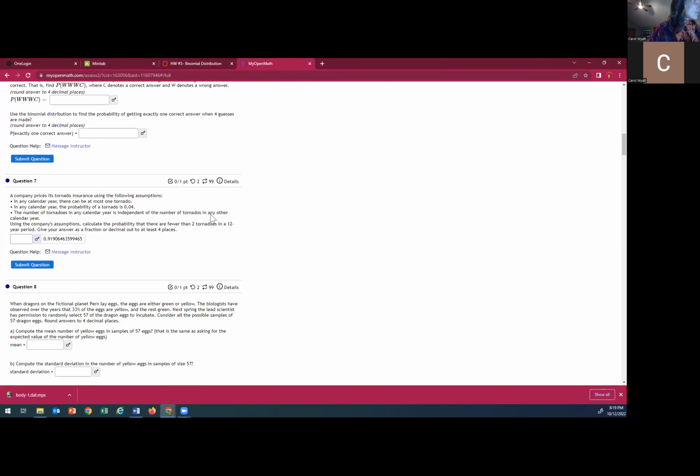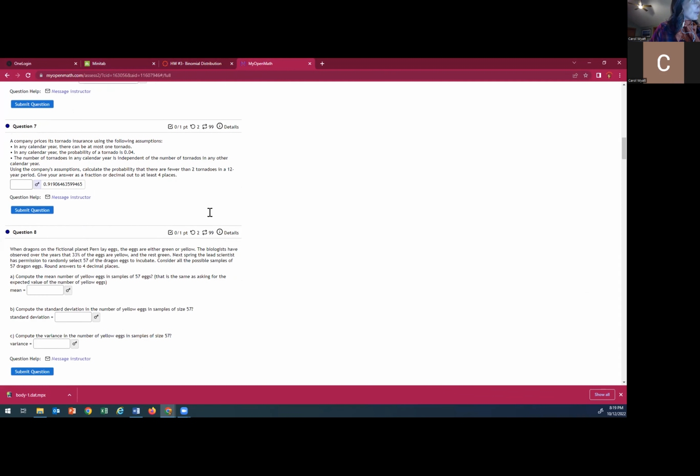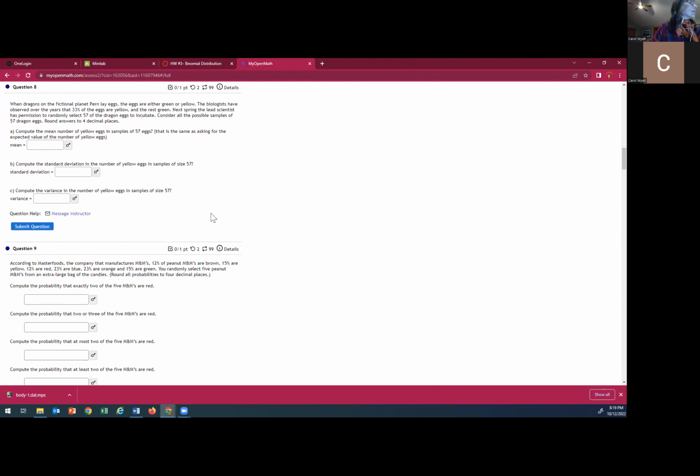Next one, we did 7. 8. A dragon on a fictional planet of Pern lays eggs. They're either green or yellow. Sounds like a binomial choice. Green or yellow, 2 choices. The biologists have observed them over the years that 33% are yellow and the rest are green. Next spring, the lead scientist has permission to randomly select 57 dragon eggs to incubate. To consider all the possible samples of 57 eggs, round to this. Compute the mean number of eggs.